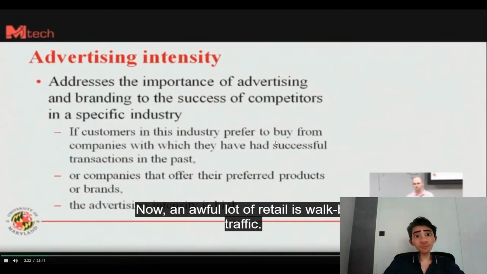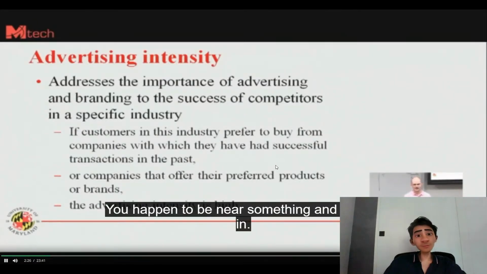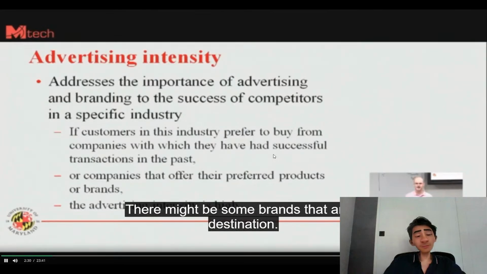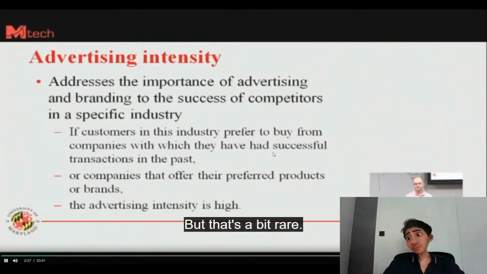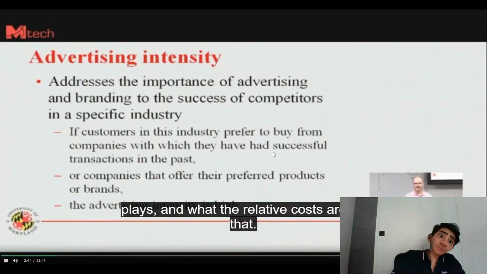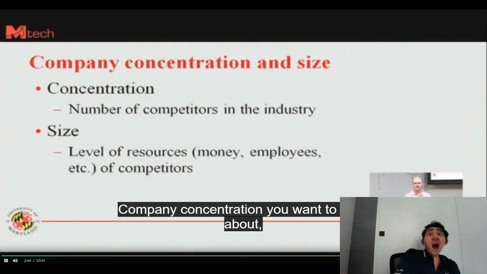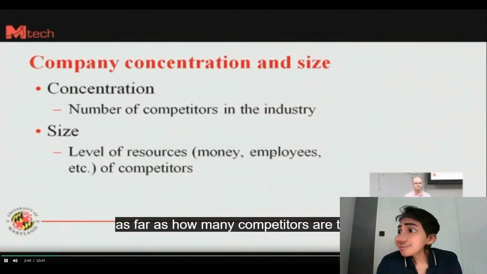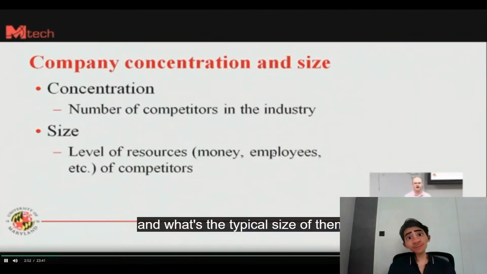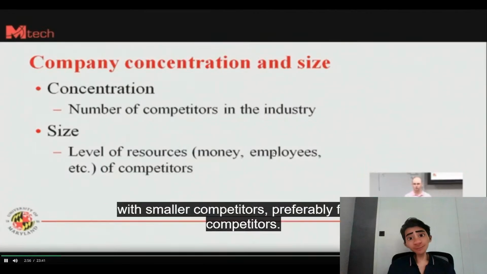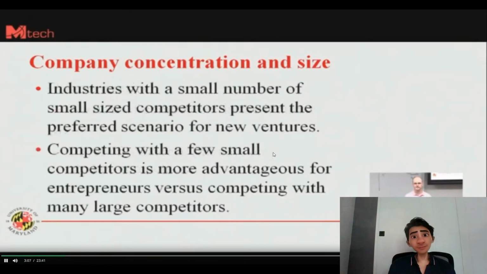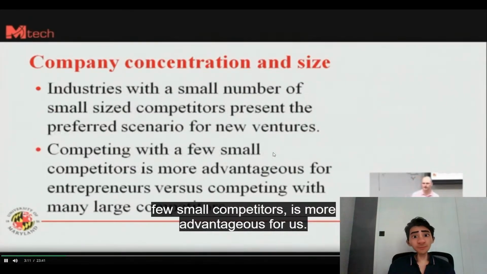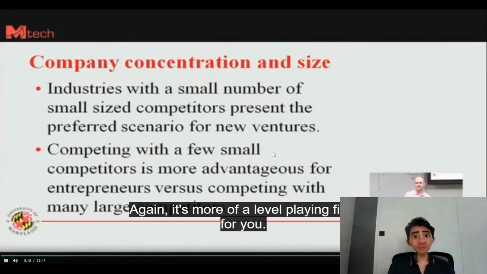Now, an awful lot of retail is walk-by traffic. You happen to be near something and you go in. There might be some brands that are a destination. I'm going to get in the car exclusively to go to this store. But that's a bit rare. So you want to think about what role advertising plays and what the relative costs are for that. Company concentration, you want to think about as far as how many competitors are there and what's the typical size of them. Again, we would rather compete with smaller competitors, preferably fewer competitors, but we would rather have many small than a few big. And in that way, competing with a few small competitors is more advantageous for us. Again, it's more of a level playing field for you.